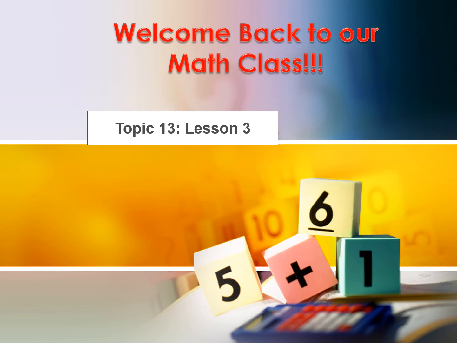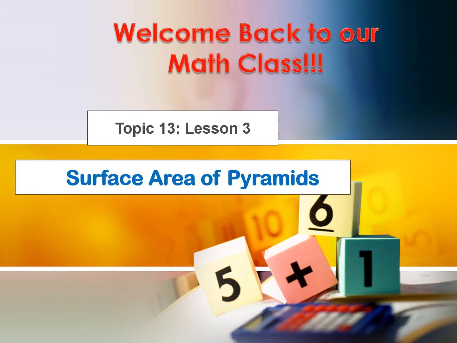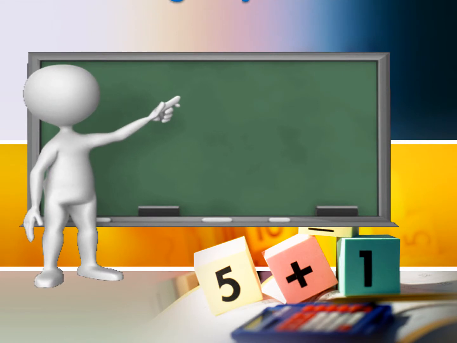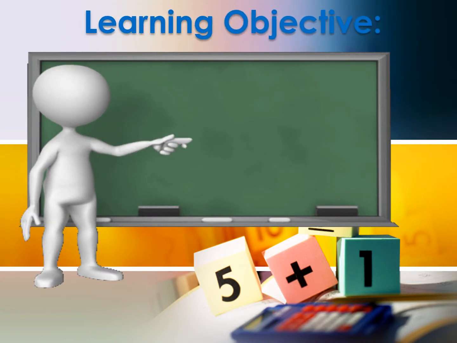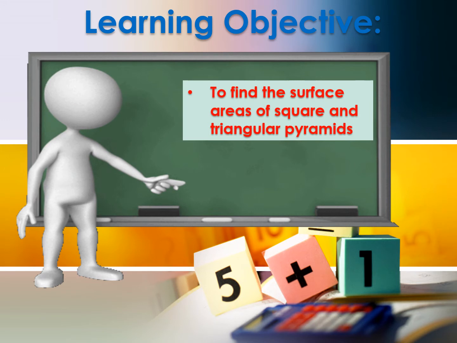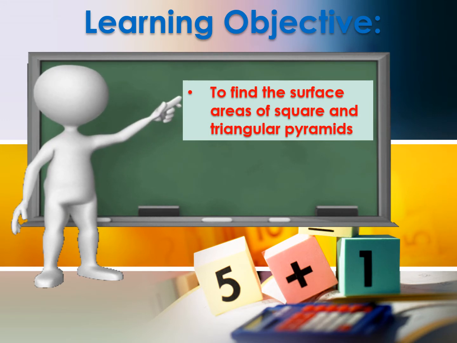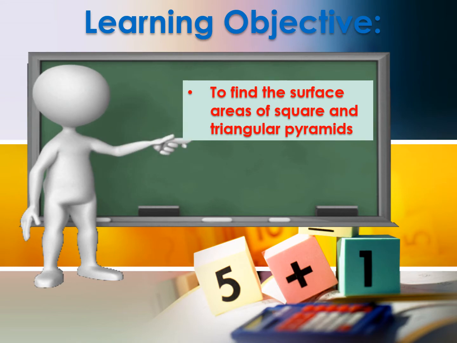We are now in topic 13, lesson 3, and it's about surface area of pyramids. By the way, this lesson can be found on textbook pages 719 to 724. And here's the objective of our today's lesson. The objective is to find the surface areas of square and triangular pyramids.